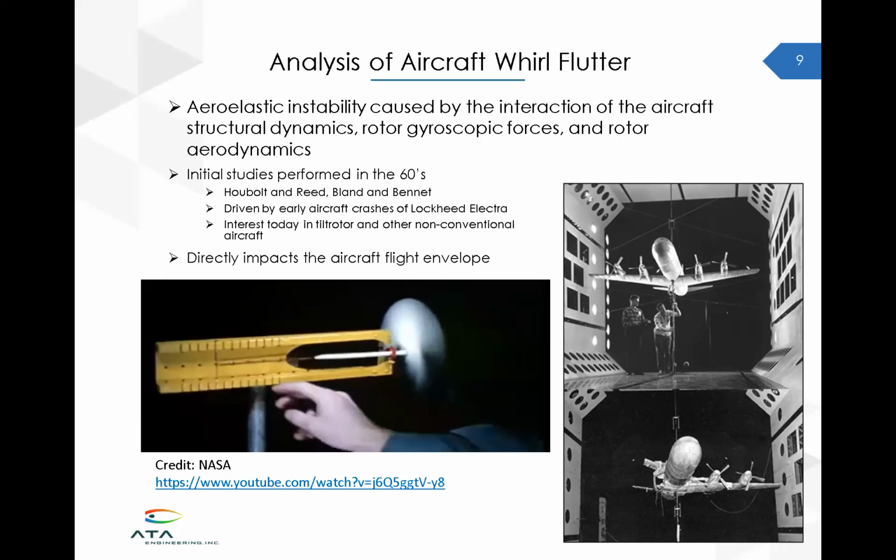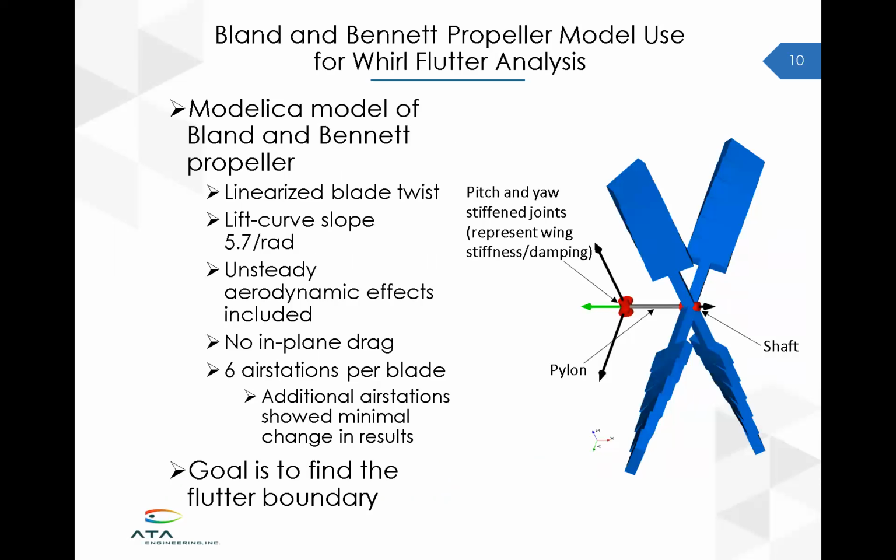And then once the stiffness of the spring is lowered, it enters a critical regime where it's no longer as stable. And so these effects, of course, directly impact the flight envelope. So we built up a model of the Bland and Bennett propeller. Bland and Bennett did some experiments early on to look into this effect, trying to find the flutter boundary.